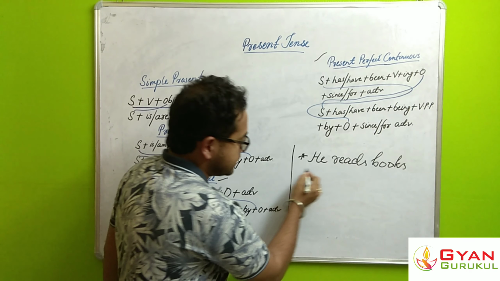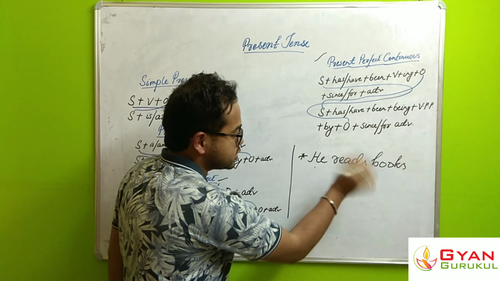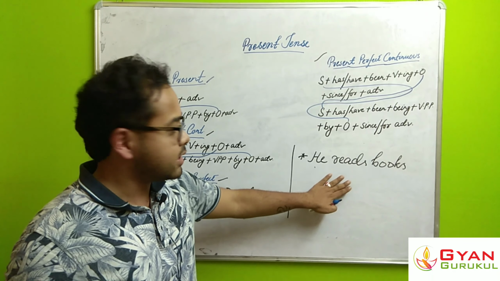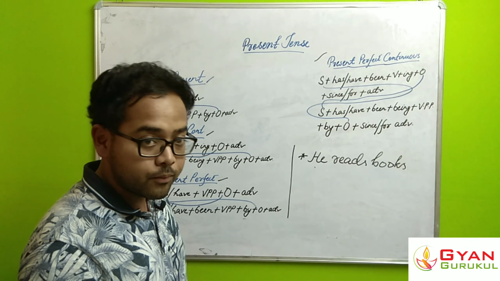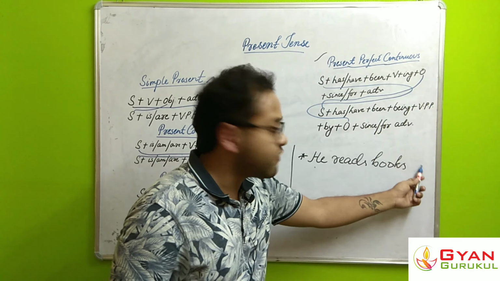Now, when I see this sentence or when I read this sentence, he reads books, I can clearly understand that this sentence is in active voice. Why? Simply because the by factor is not there.